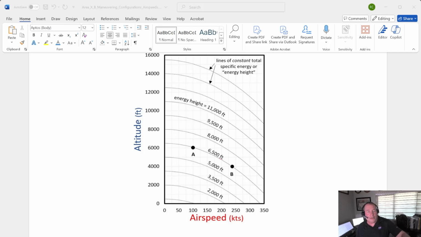If you look down towards B and slide down that 6,500 foot energy height line, you can see that if you traded off 2,000 feet of altitude descending to 4,000 feet, you would, in a perfect world, be doing 250 knots. If you started out at 4,000 feet, 250 knots, you could raise your nose, climb to 6,000 feet, and be at the same energy height. Now, there are some X factors there, and there are some inefficiencies in doing so. So it doesn't really work out that way exactly in practice, but it does illustrate the point that energy height is a factor of altitude and airspeed.